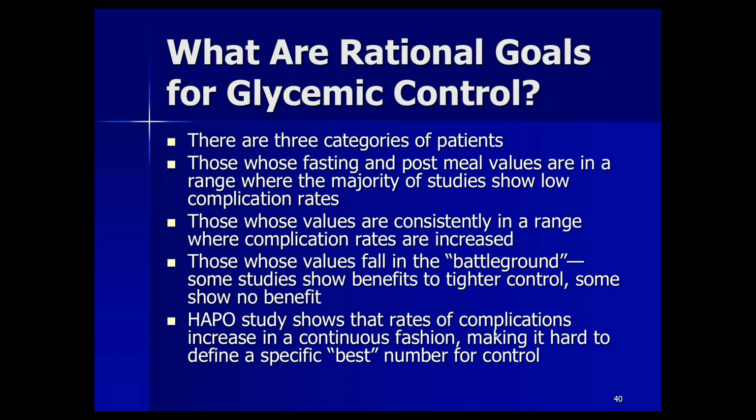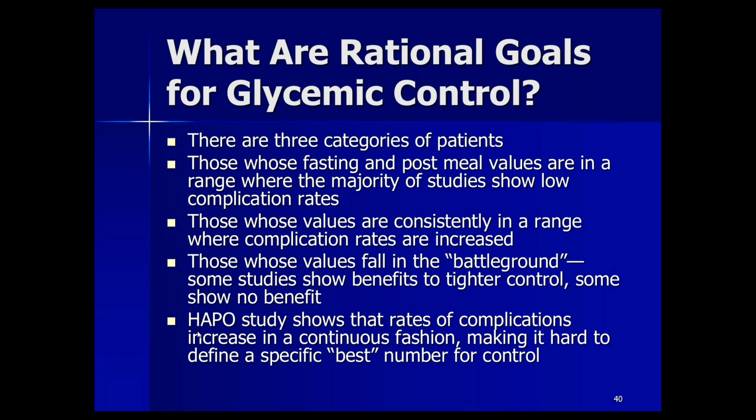As for rational goals of therapy, I'm trying to break this down into practicalities, because you can get in too many fights over numbers. There are 3 categories of patients clinically, in my opinion. Those whose fastings and post-meal values are in a range where the majority of studies show low complication rates. Those whose values are consistently in a range that everybody agrees have increased rates of complications. And then there's that group that I call the battleground, where you can get 6 experts to show you 7 studies that show 8 different things. And we'll talk about that in a minute.